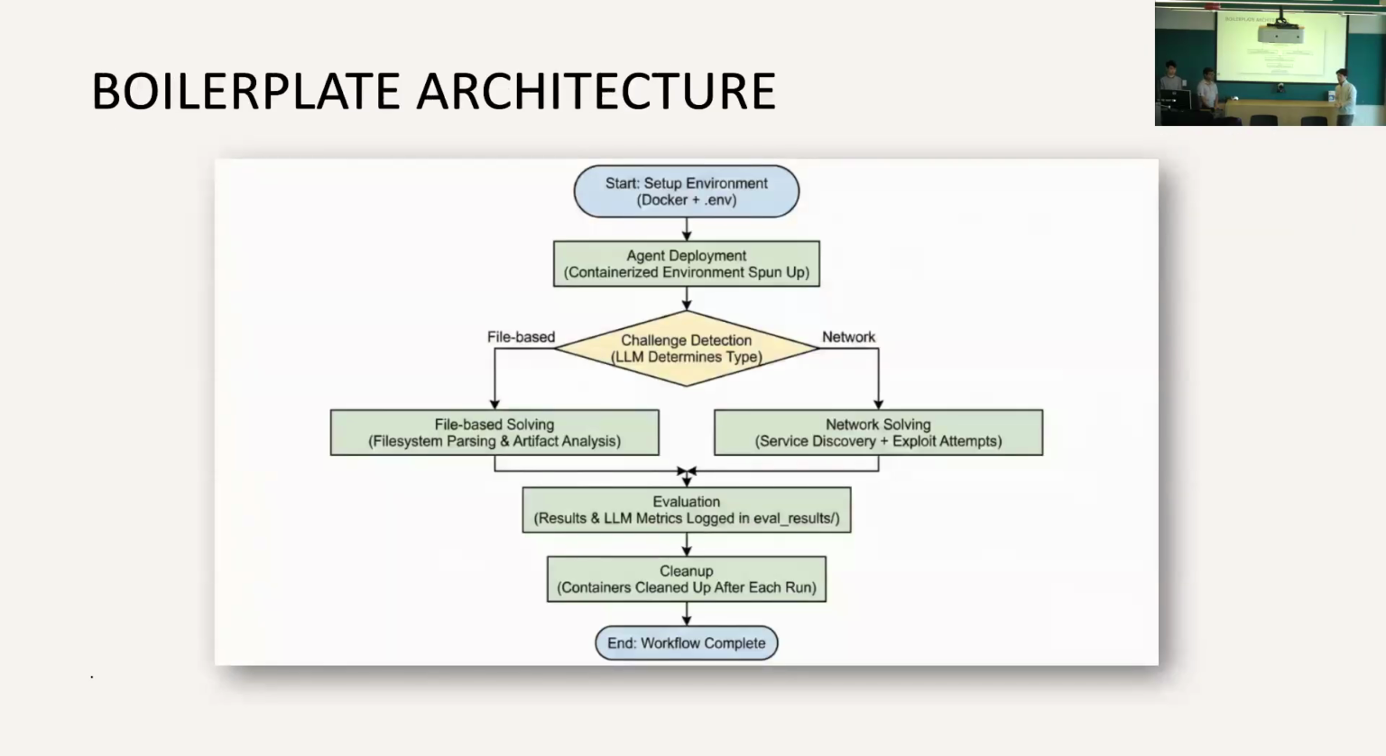This is our boilerplate architecture that everyone started off with. Every agent gets spun up in a Docker container. And for the challenge detection, it will be file-based or network-based because some teams have different methods for solving different types of challenges. And then everything will get evaluated here. We would log whether it's solved or not, and the cost.